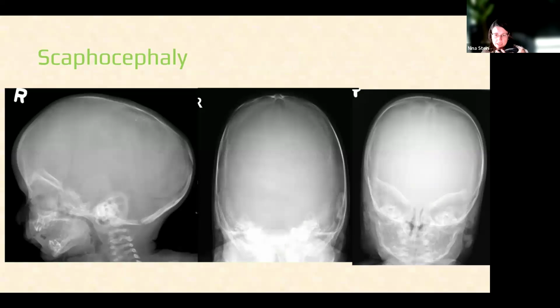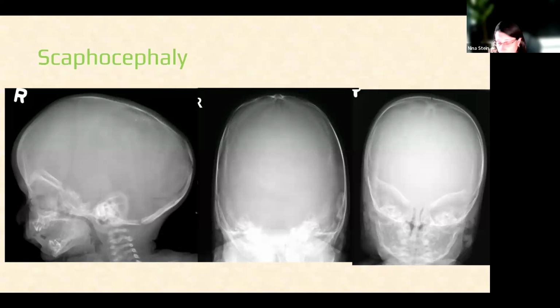So as already mentioned, scaphocephaly is by far the most common type, right? And this is an example of a case. So you see again, as Femi mentioned, the enlargement of the anteroposterior length of the skull and narrowing in the lateral diameter.